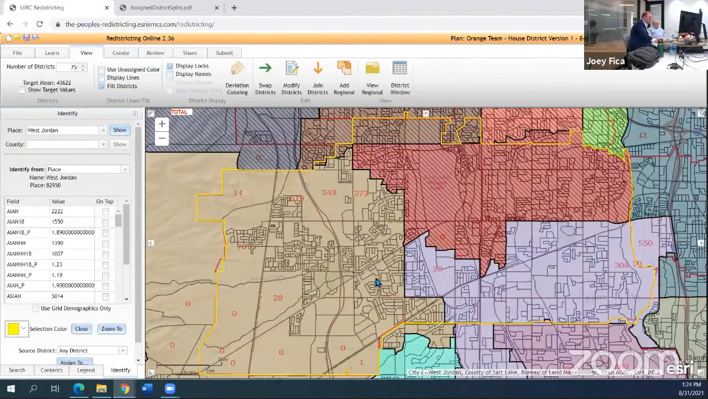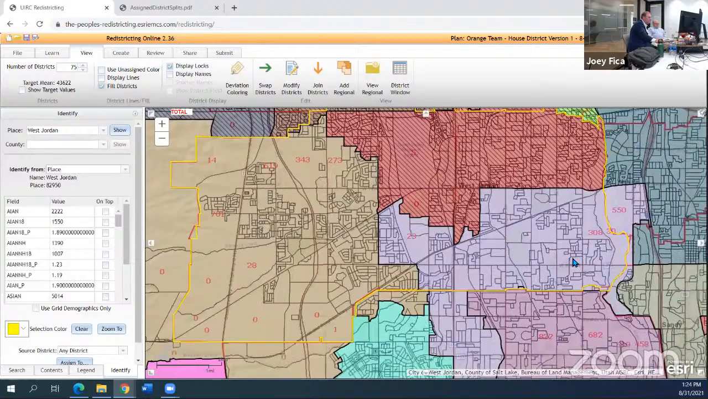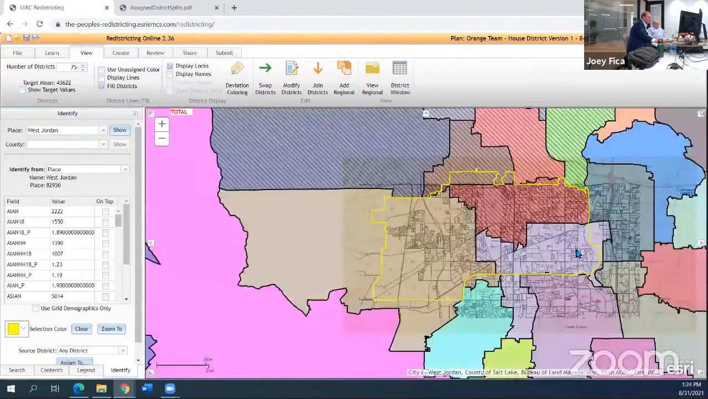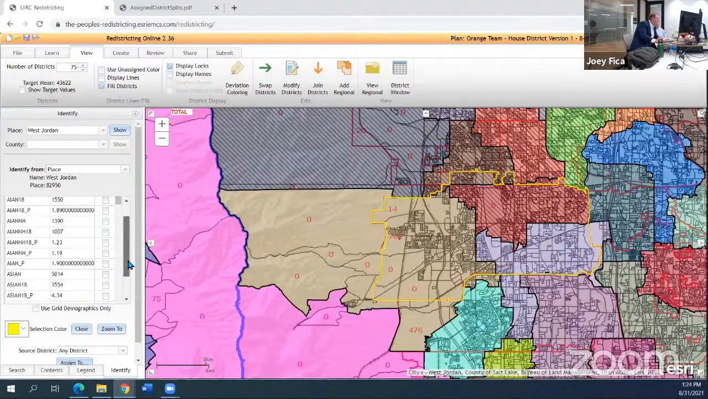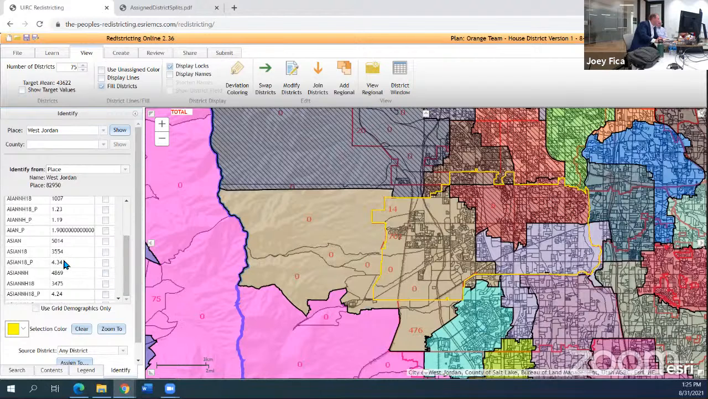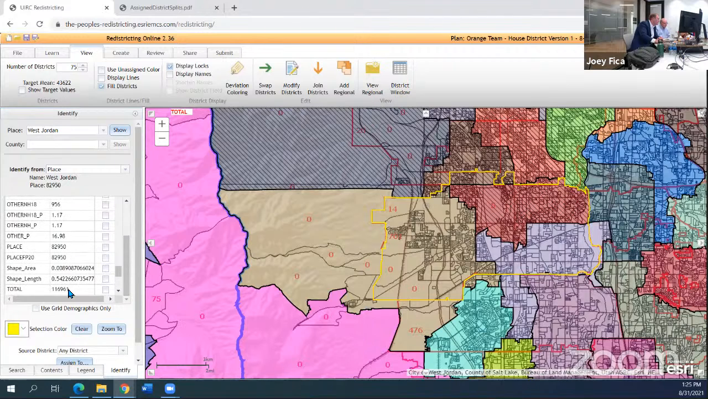So this is all split anyway. But West Jordan's population is probably 80,000. It looks like it might. Here you can see, oh, there's a total of 116, so that's really 3 districts. Right. Well, it's got pieces of 4, but no actual complete district for itself.